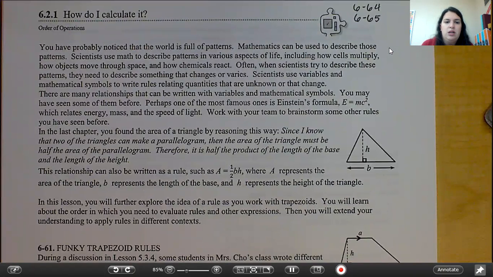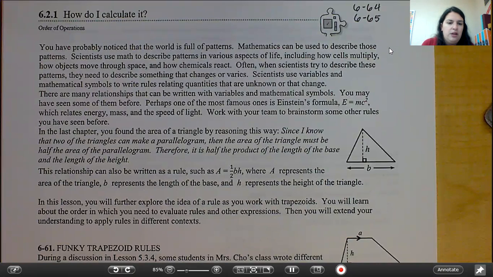There are many relationships that can be written with variables and mathematical symbols. You may have seen some of them before. Perhaps one of the most famous ones is Einstein's formula E equals mc squared, which relates energy, mass, and the speed of light. Work with your team to brainstorm some other rules that you have seen before.